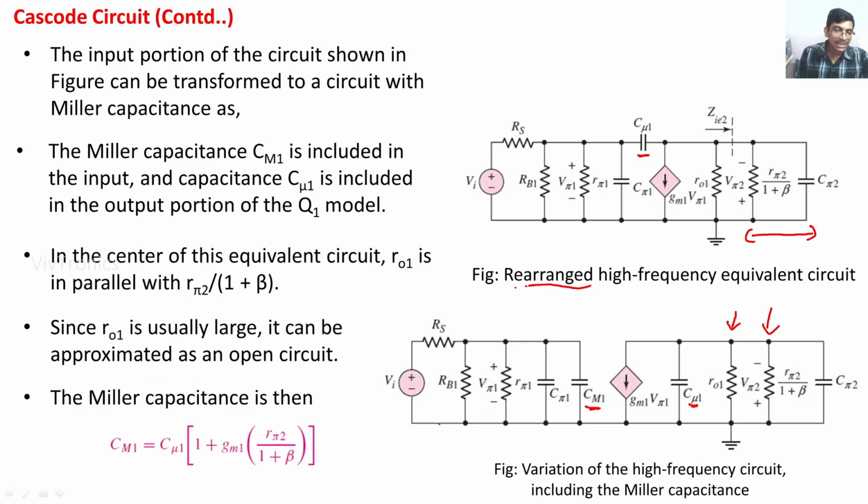Therefore, the Miller capacitance can be given as CM1 equal to Cmu1 into 1 plus gm1 into Rpi2 divided by 1 plus beta. Here we know that the Miller capacitance is equal to Cmu1 into 1 plus the voltage gain. The gain is given as gm1 into the load resistance. Here the load is nothing but Rpi2 divided by 1 plus beta, when we eliminate Ro1 from this circuit. Therefore, this is the value of the Miller capacitance CM1 at the input side portion of the cascode amplifier.